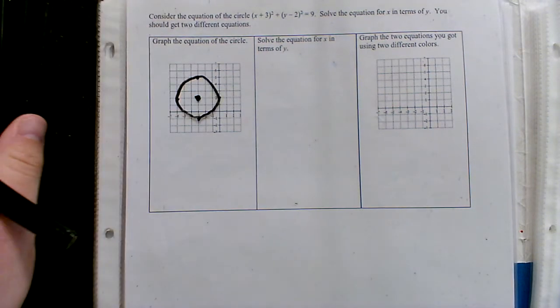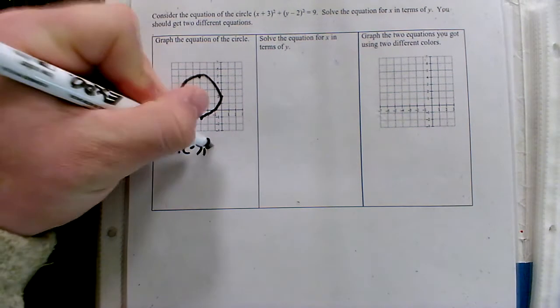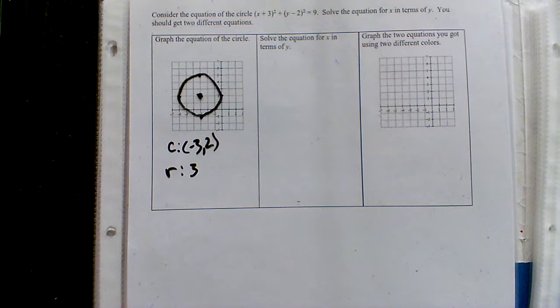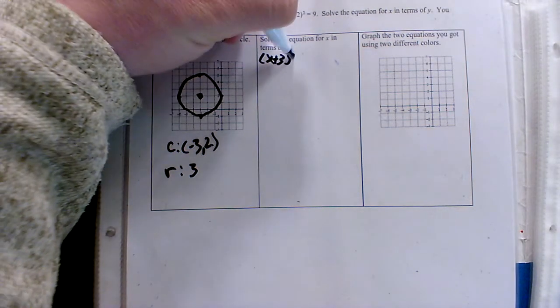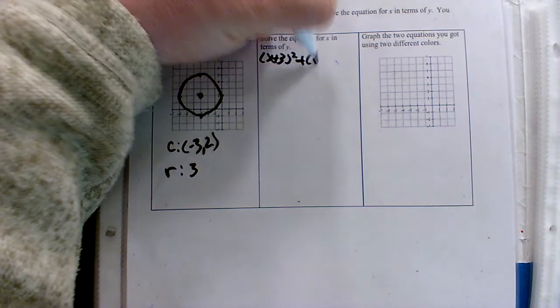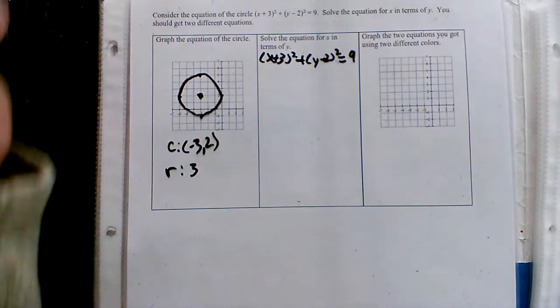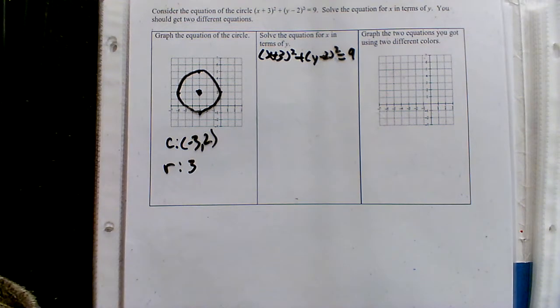So we have the same circle. Again, the center is -3, 2, and the radius is 3. Now we're going to go through the same process as the original one, except we're solving for x this time. If you want to work ahead and check as you go, you can, or if you want to follow along on the board as I go.